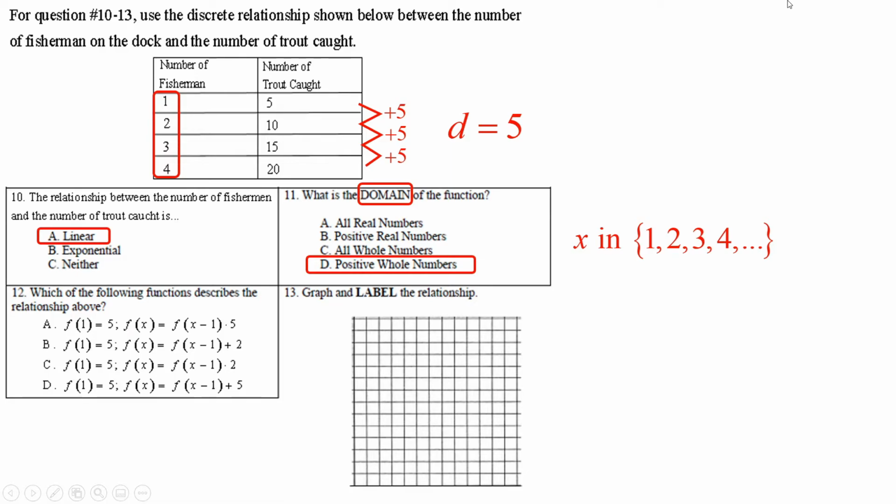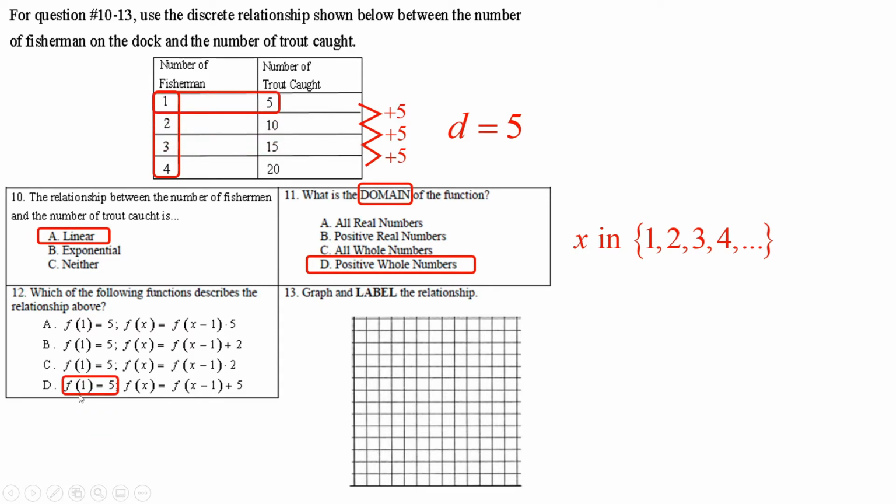Now, which of the following functions describes the relationship? Well, these are all recursive formulas right here, right? And my first point is f of 1 is 5. Oh, those are all f of 1 is 5 right there.